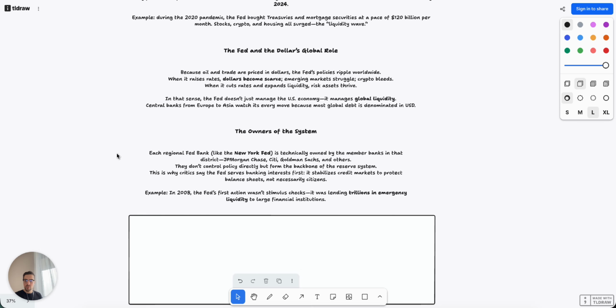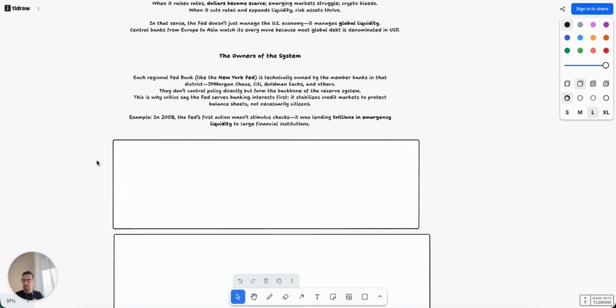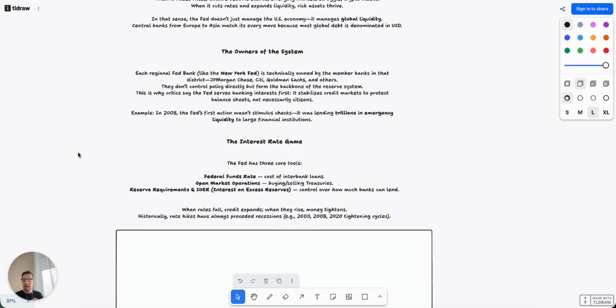The first action was lending trillions in emergency liquidity to large financial institutions, right? Save the system first. Now, the interest rate game. So this is basically what you have to follow, so to speak.